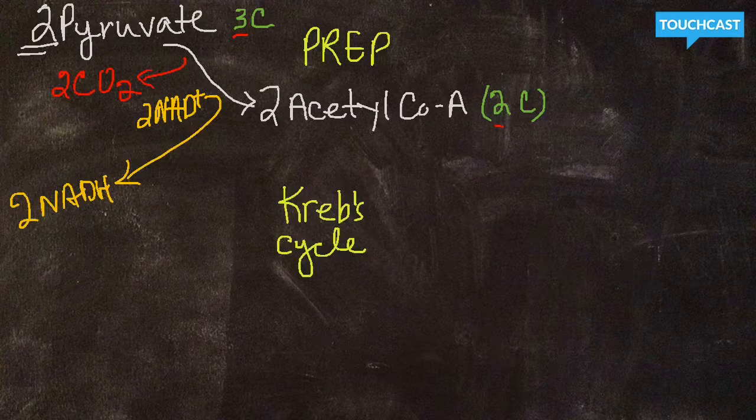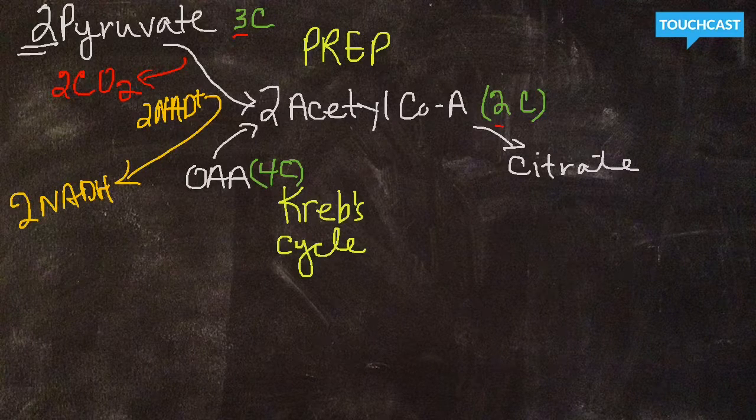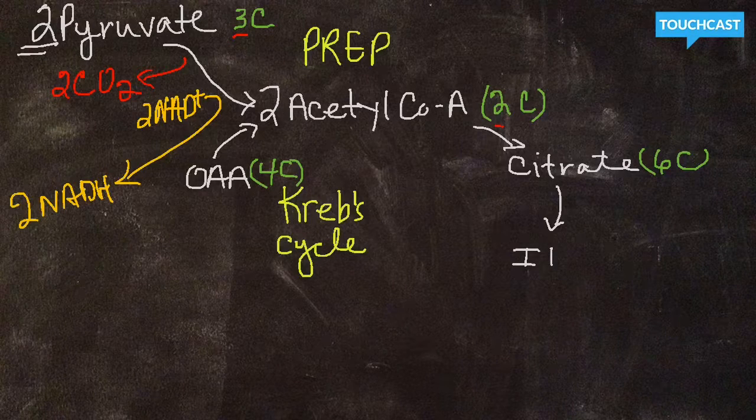Here we have 2 carbons entering, and so we have a molecule called OAA, and this is just a 4-carbon molecule. Okay, so OAA is going to pick up acetyl-CoA, and we are going to have citrate being produced. And citrate is a 6-carbon molecule. All right, so the next step of the process, we're going to take citrate and convert it into intermediate 1. The name is not super important for any of these intermediates. There's going to be 4 of them.